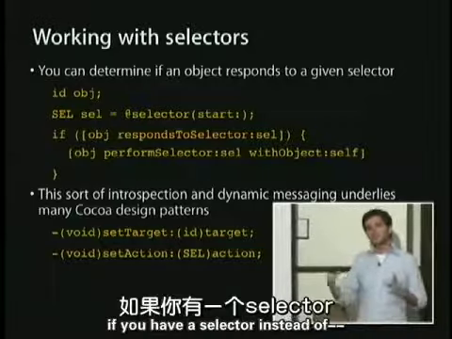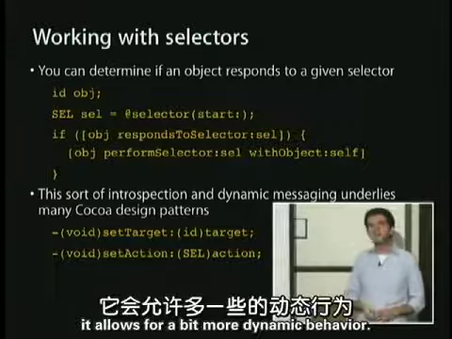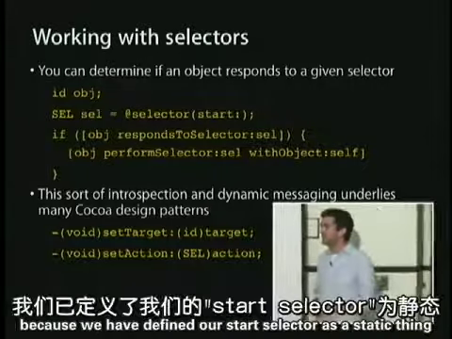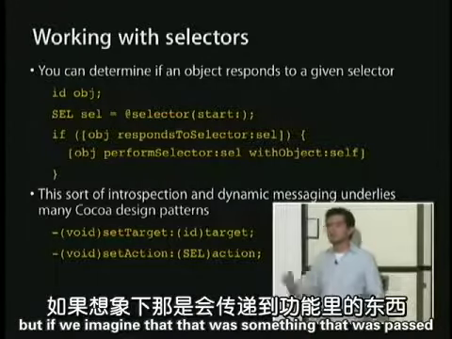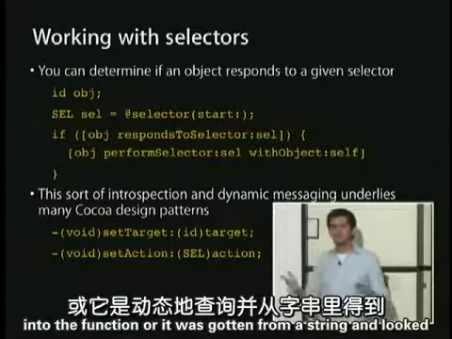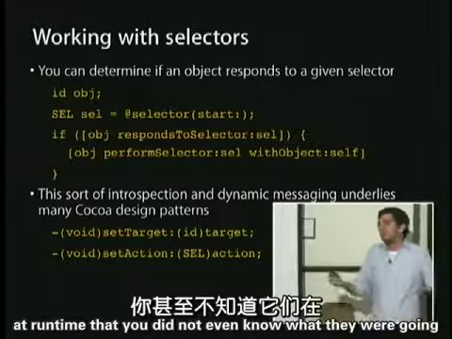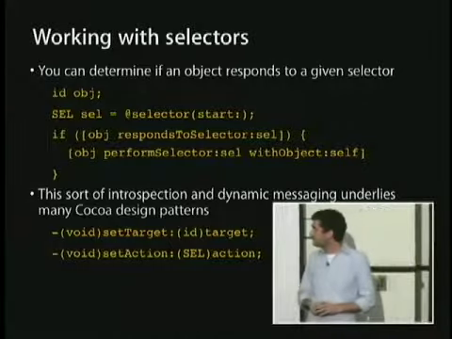It's a way to dispatch it if you have a selector, and it allows for a bit more dynamic behavior. It's less interesting here because we've defined our start selector as a static thing. But if we imagined that that was something that was passed into the function or gotten from a string and looked up dynamically, you could actually call arbitrary methods at runtime that you didn't even know what they were going to be at compile time.